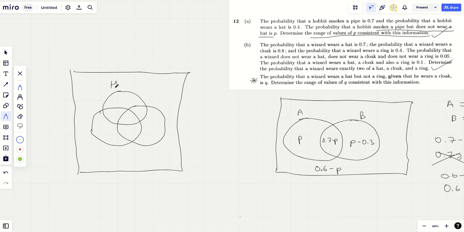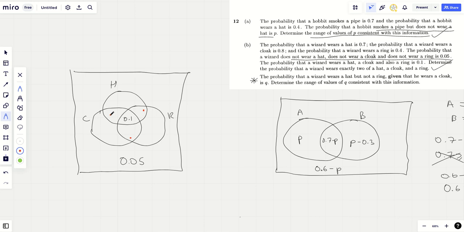Now this time we've got wears hat, wears a cloak, wears a ring. And so they tell us that the probability that they wear a hat, and cloak, and a ring is 0.1, and the probability that they do not wear a hat, do not wear a cloak, and do not wear a ring is 0.05. So we get those regions, and then we've got to work out the probability that the wizard wears exactly 2 of a hat, a cloak, and a ring. Now that is these regions here.